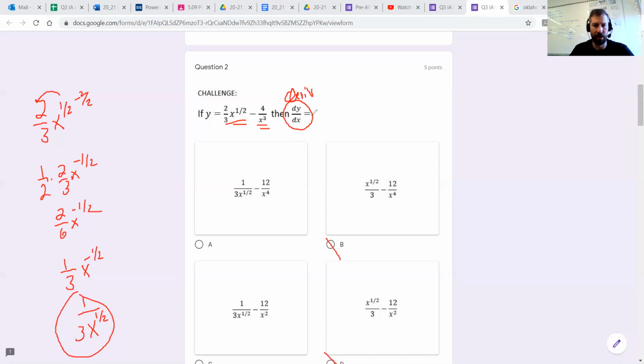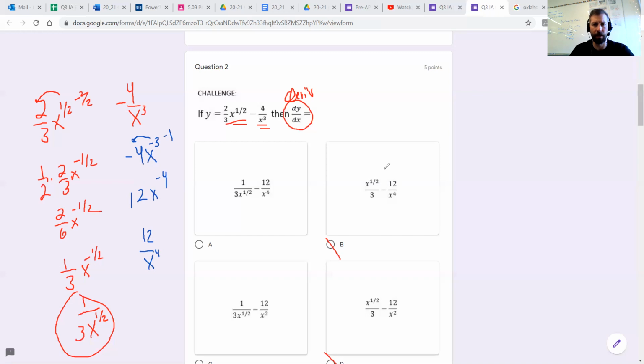And now let's just take a look at that second term, the derivative of negative 4 over x to the 3rd. Well, first thing we've got to do in order to use the power rule is change this by writing it as negative 4x to the negative 3rd. Remember that denominator is going to be a negative power in these instances. We are going to once again bring that negative 3 out front. That's going to be positive 12. And then I'm going to subtract 1, and that gives us a negative 4. So that turns into 12 over x to the 4th.